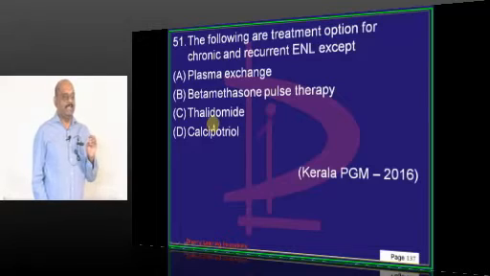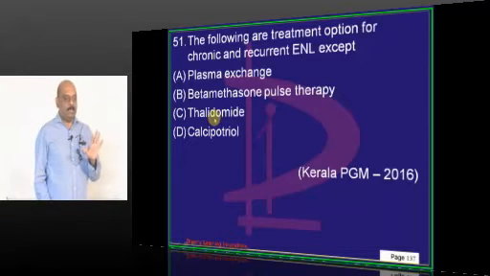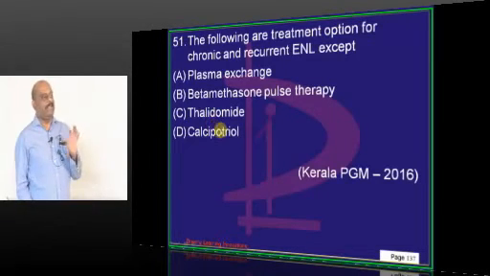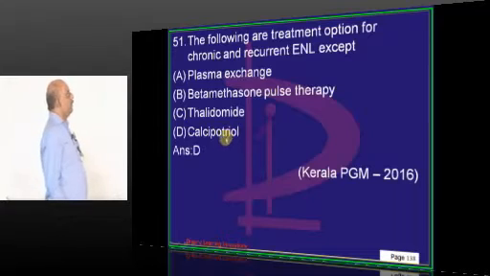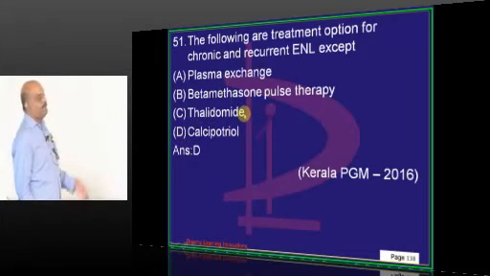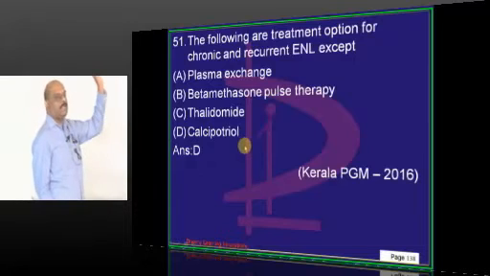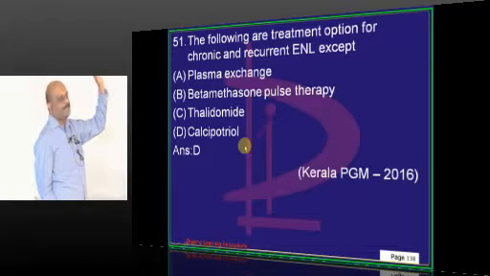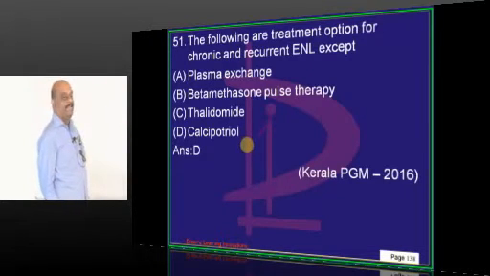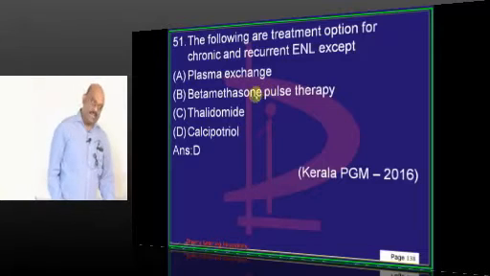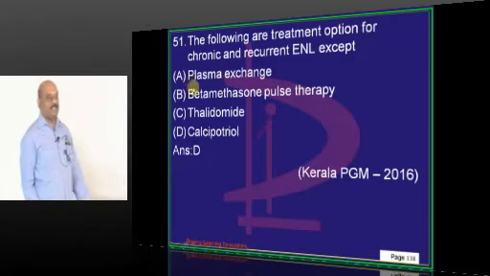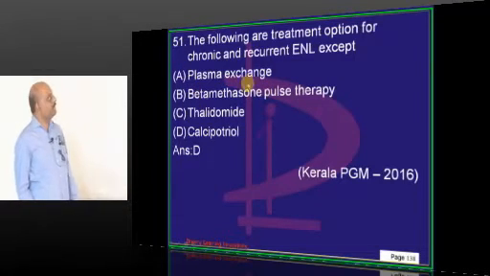Then, leprosy in dermatology. I told you, no? Top 10 topics to be read in dermatology. Leprosy. So, we use thalidomide, plasma exchange, betamethasone, pulse therapy, but not calcipotriol. How many answered plasma exchange? So, this comes under that situational common sense question. Calcipotriol also is tempting. Plasma exchange is also tempting. But plasma exchange is used.